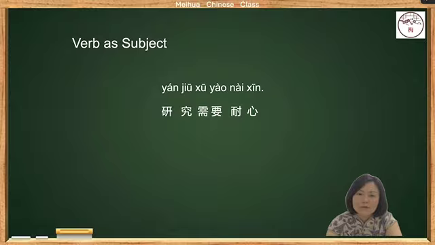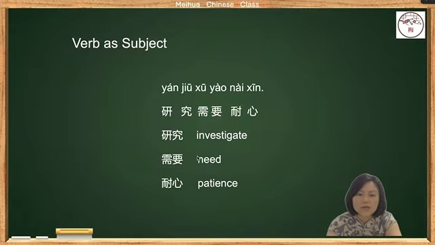For example, 研究需要耐心. 研究需要耐心. What does it mean? 研究 means investigate. In Chinese, 研究 is a verb. 需要 means need. 耐心 means patience. It's a noun. So here we can see a verb can work as the subject of a sentence. That's valid in Chinese, no issue.